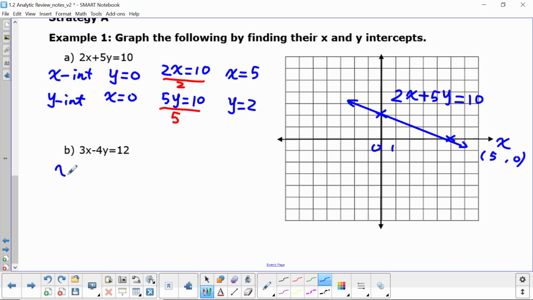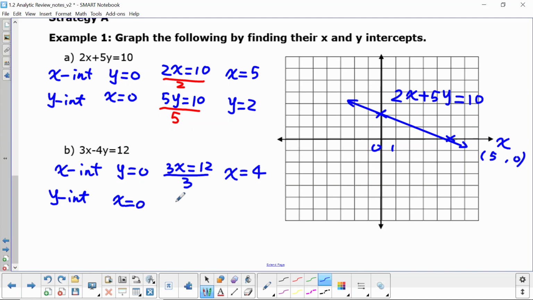So now we are going to take up this answer. For the x-intercept, y equals 0. You have 3x equals 12 only. Move the 3 to the other side. You have x equals 4. And for the y-intercept, x equals 0. Then you have negative 4y equals 12. We bring the negative 4 to the other side by doing division.